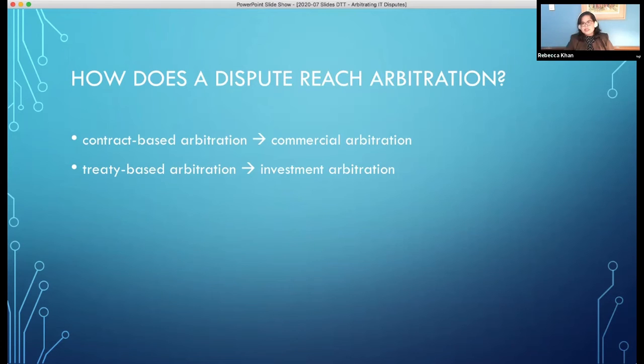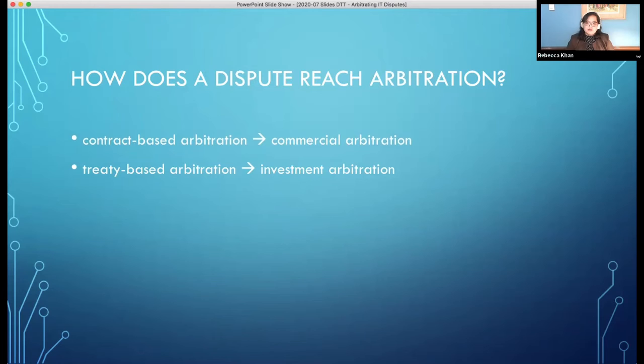Essentially, a party can invoke the arbitration clause and initiate a claim by submitting a request for arbitration and serving the other party with that request based on the arbitration clause. Or if they don't have an arbitration clause, they can agree to submit it to arbitration. That's how to initiate a contract-based arbitration.